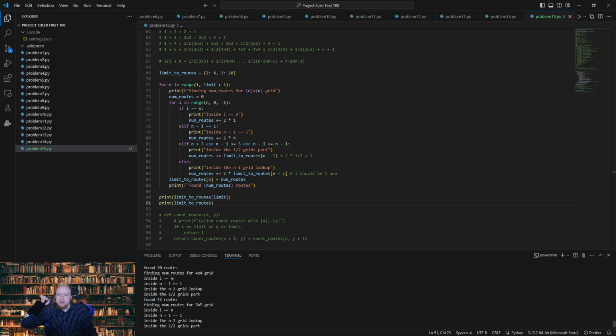For the 4 by 4 grid, we went inside the i equals n minus 1, n minus 1 grid lookup, which is not how I expected that to go. And then we went inside the half grids part.